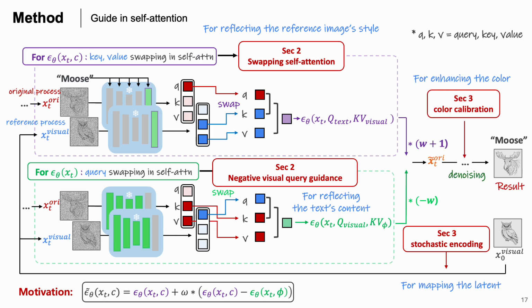After performing the key, value, and query swapping, we combine the result. The combined representation is marked in orange as XT original, which reflects the contributions from both the swapping operations. By combining these steps, our method effectively controls both the style and content of the generated image without content leakage.